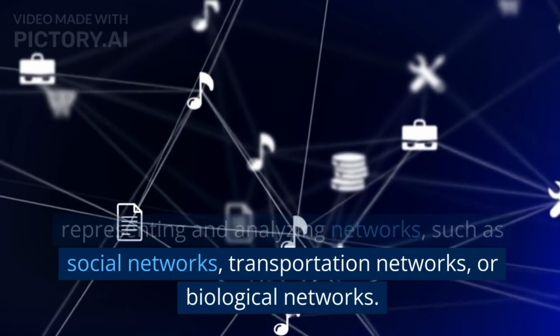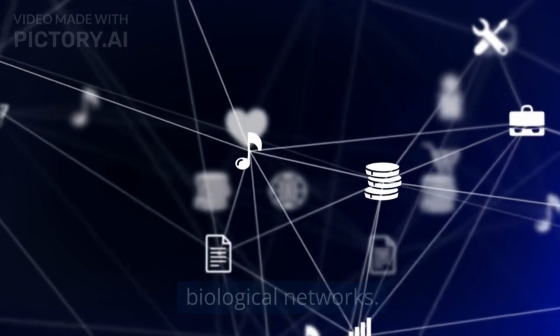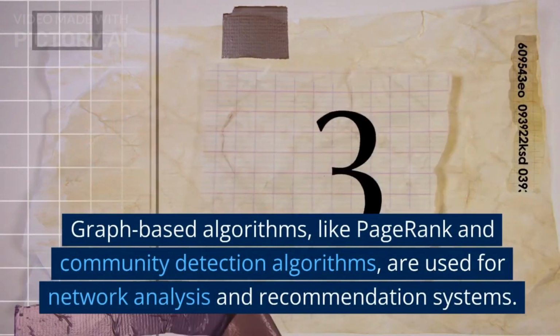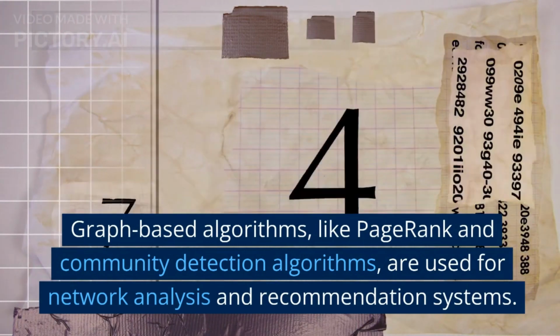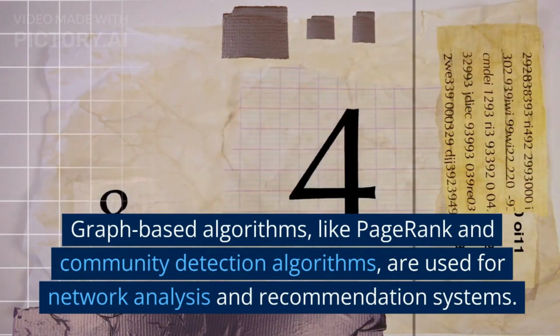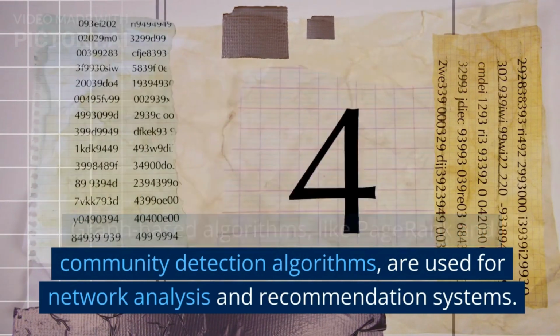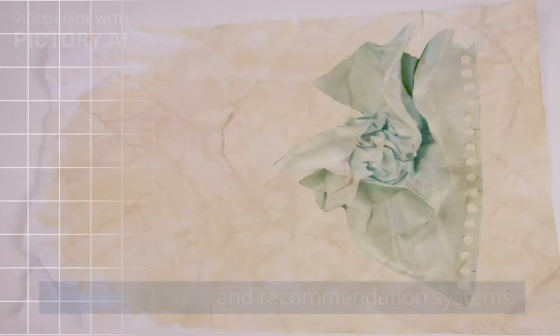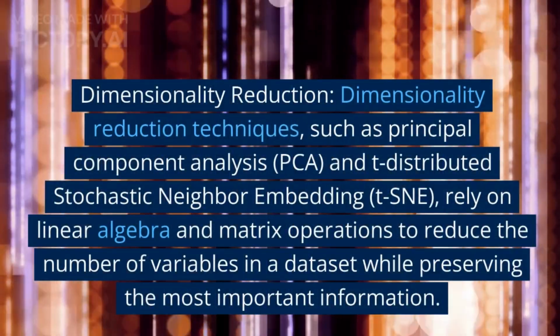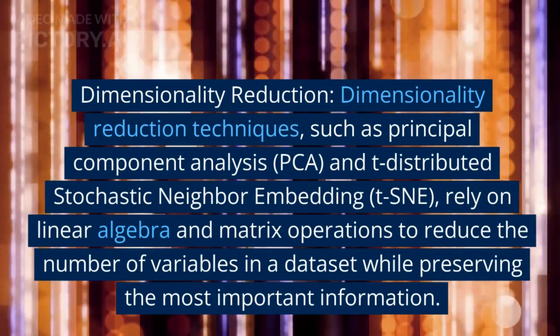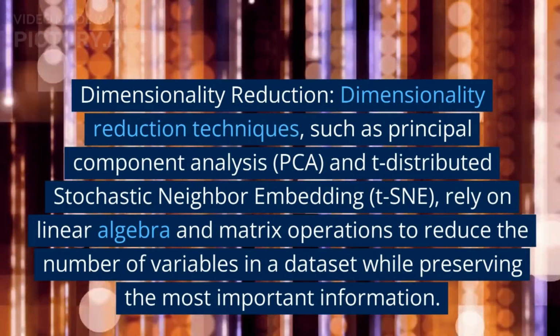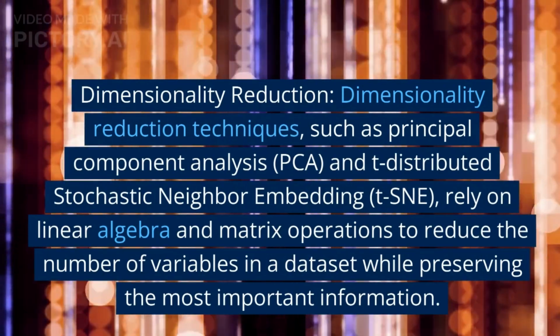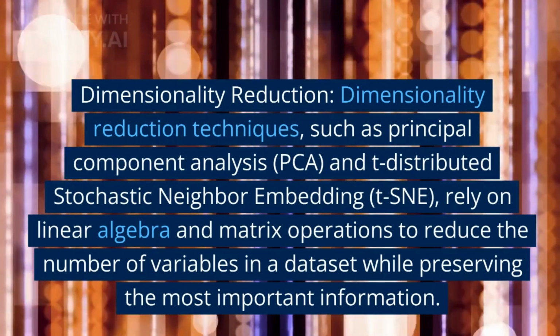Dimensionality reduction. Dimensionality reduction techniques, such as principal component analysis, PCA, and T-distributed stochastic neighbor embedding, t-SNE, rely on linear algebra and matrix operations to reduce the number of variables in a dataset while preserving the most important information. These techniques are used to visualize high-dimensional data and improve computational efficiency.